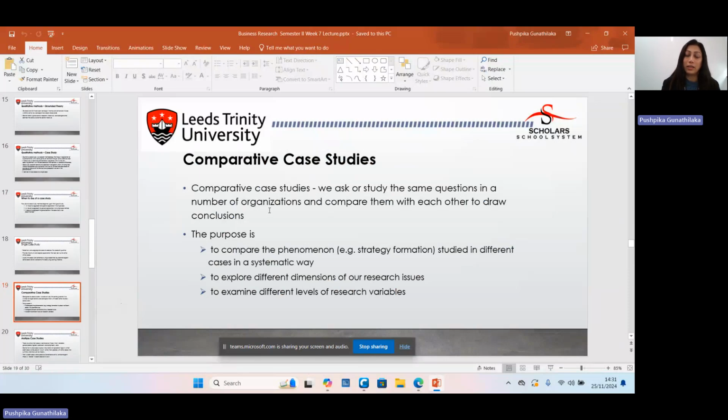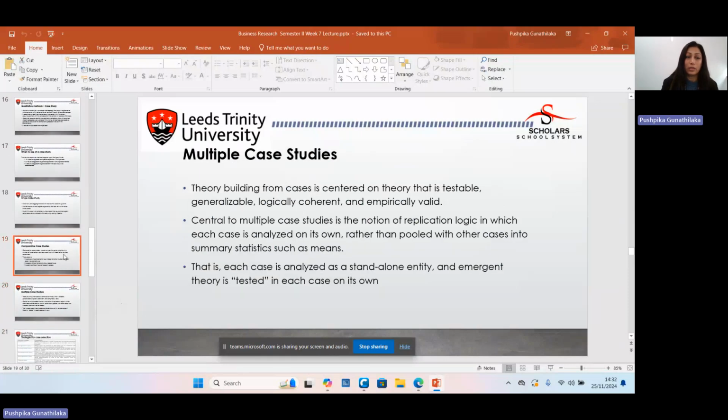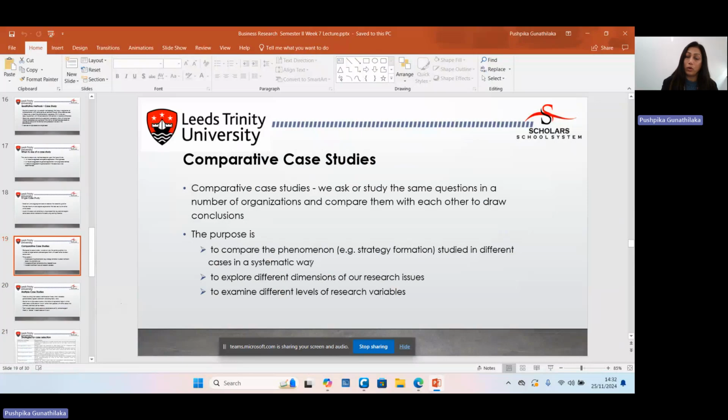Comparative case study is the other method. Comparative case studies are used to ask or study the same question in a number of organizations. You raise one question in a series of organizations to generalize your answer. The purpose is to compare the phenomenon in different contexts. So you have a systematic way of conducting research in many places, many organizations to generalize your findings.